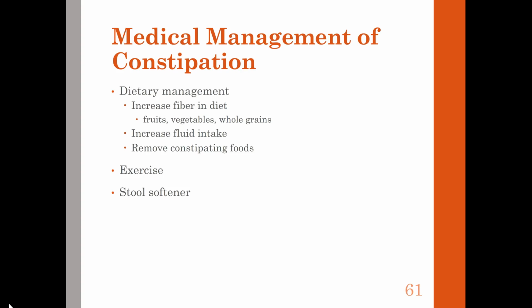So how are we going to manage it? Obviously, you hopefully want to manage it outpatient. So increase the fiber in their diet: fruits, vegetables, whole grains. You're going to increase the fluid intake, water preferably. Remove constipating foods from their diet. Again, this can be tough if they're picky eaters. Exercise is really important to get that peristalsis going.